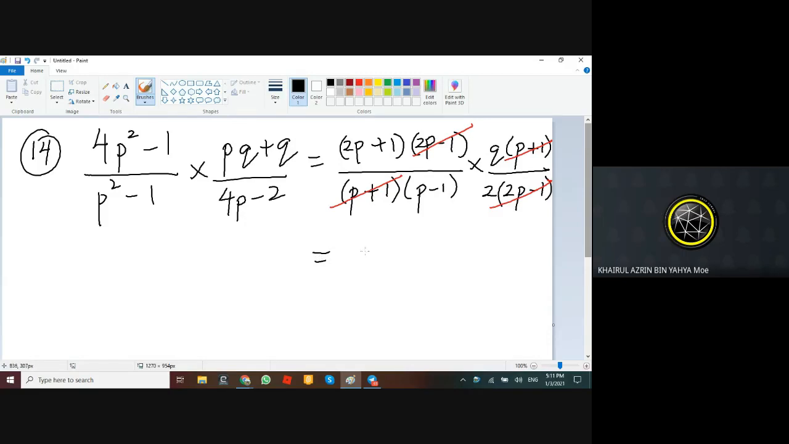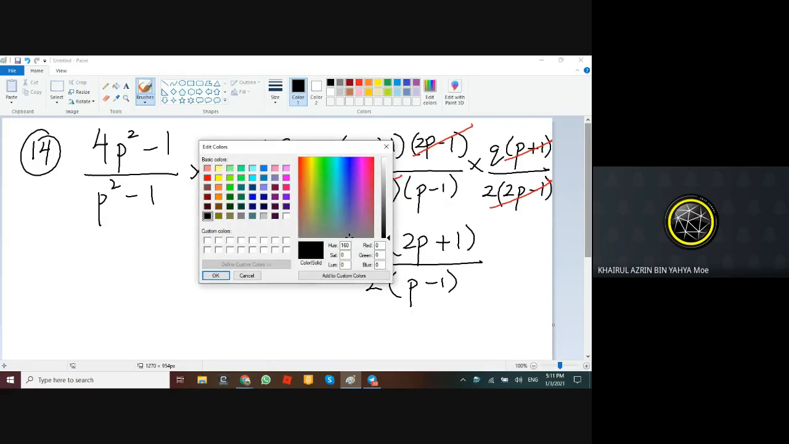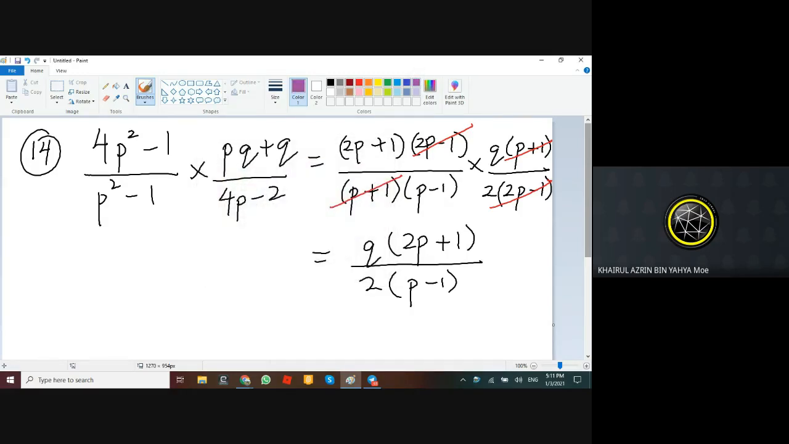On the upper part, we write Q first, 2P plus 1, divide with 2P minus 1. Okay. Remember, the difficult part is this one only. If you can do that one, so answer should be no problem.